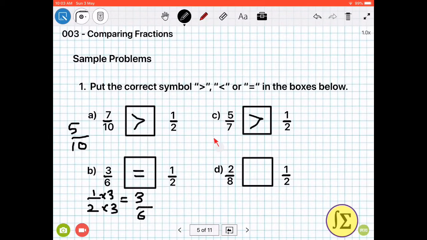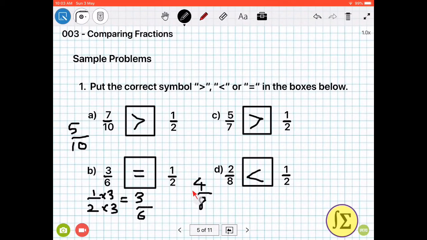Okay, right, the final one, D. 2 over 8. Again, we create an equivalent fraction for half with a denominator of 8. That would be 4. Okay, now we compare the numerator. Since the denominators are the same, 4 is larger than 2. That means 2 over 8 is a fraction that is less than 4 over 8, or less than half.